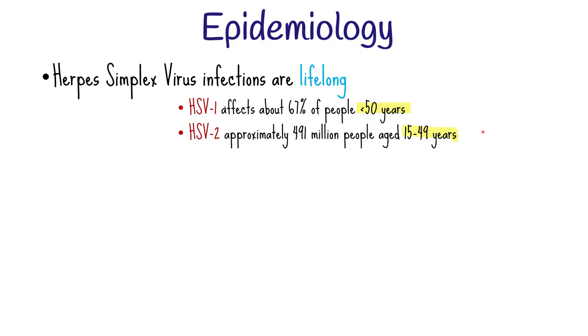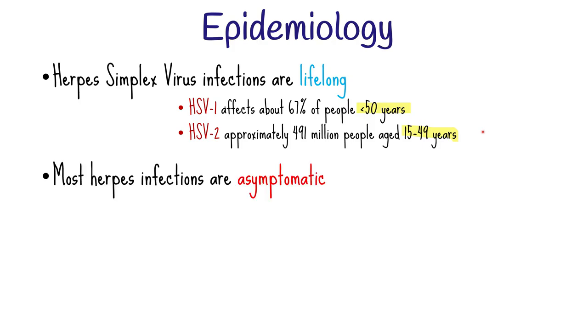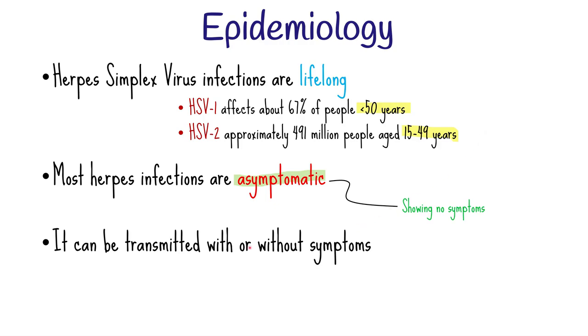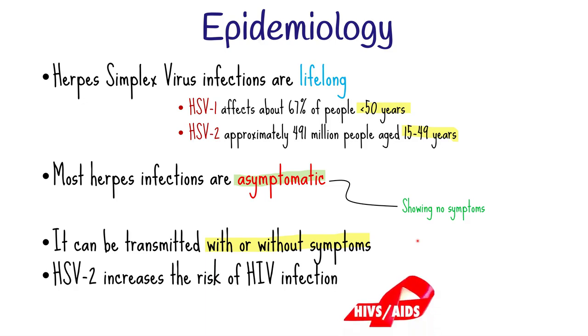Most oral and genital herpes infections are generally asymptomatic, which means having no signs or symptoms of the disease. Herpes infections are most contagious while symptoms are present, although they can still be transmitted to others when symptoms are absent. Infection with herpes simplex virus type 2 increases the risk of contracting and spreading HIV infection.